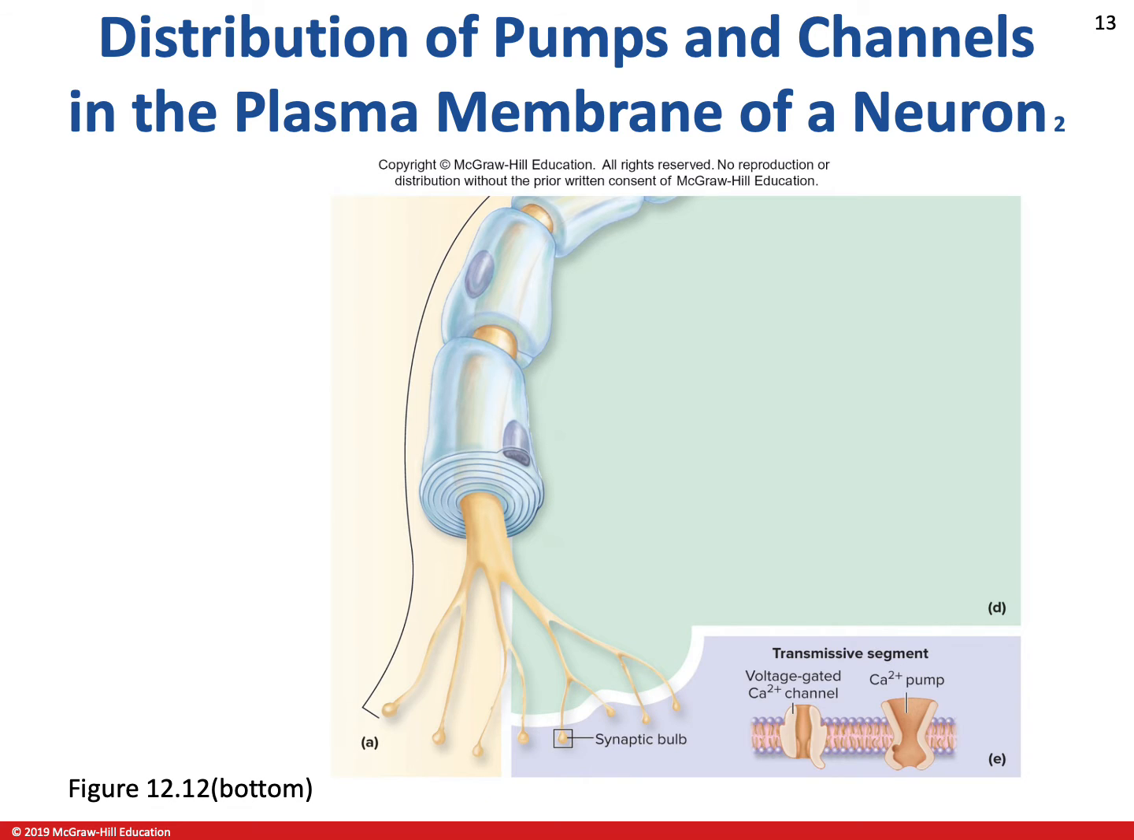And in the last part of our neuron, the synaptic knob, which we call the transmissive segment in neurophysiology, you can see voltage-gated calcium channel and also calcium pump. These are the distribution of pumps and channels in the plasma membrane of our neuron.